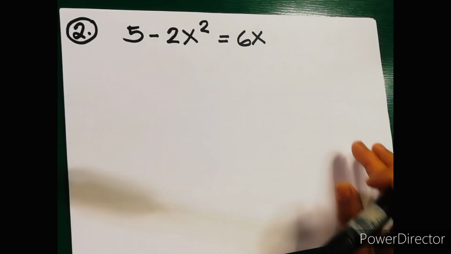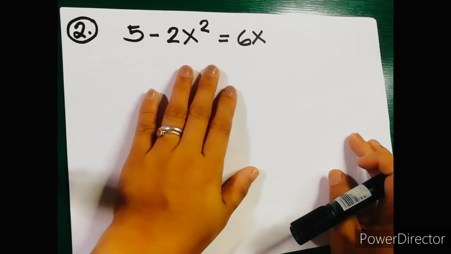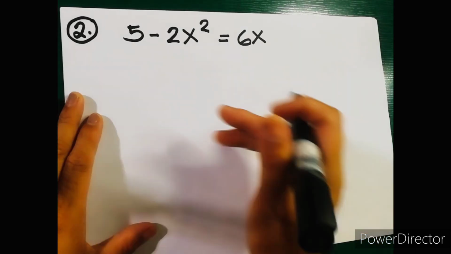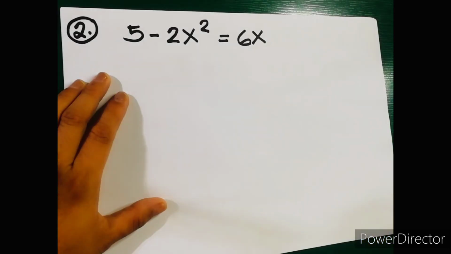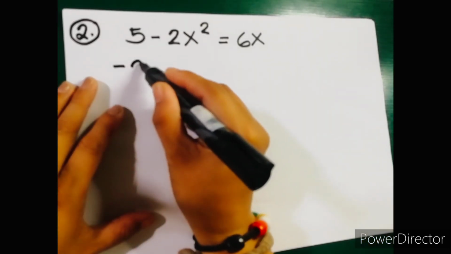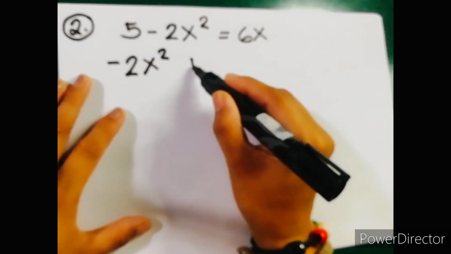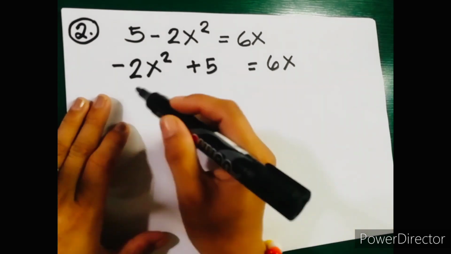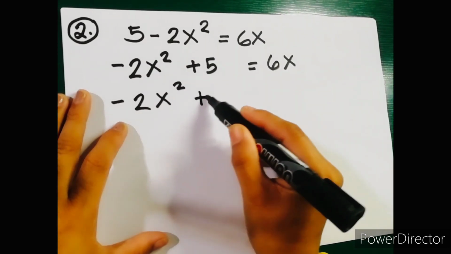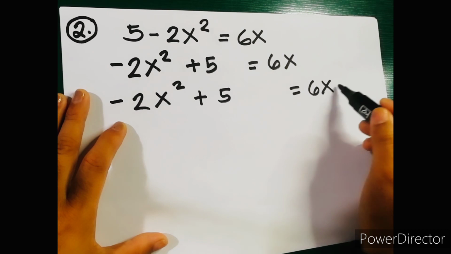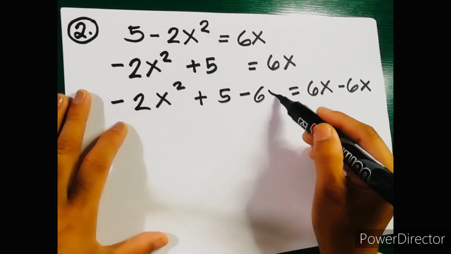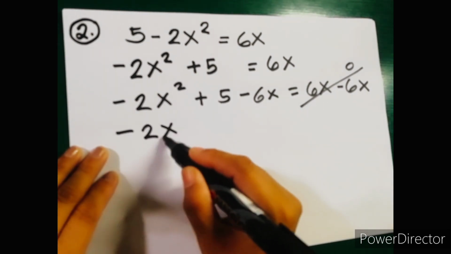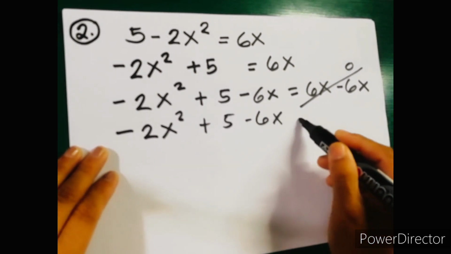And number 2, we have another example: 5 minus 2x squared equals 6x. So your linear term is on the right side. Same procedure. First, we will arrange the descending power of the variables. But here, we have negative 2x squared and plus 5, equals 6x. And apply the subtraction and addition property of equality. For both sides of the equation, 6x minus 6x. Since we subtract 6x on the right side, we will subtract 6x here on the left side. So you have negative 2x squared plus 5 minus 6x equals 0.